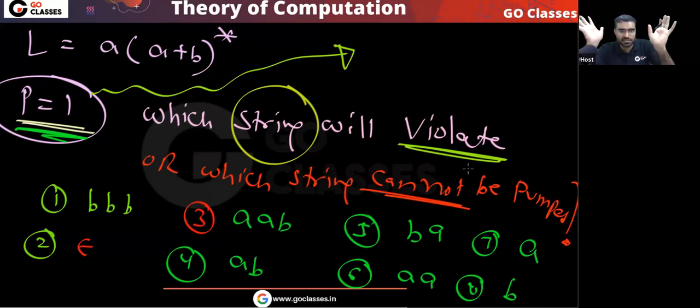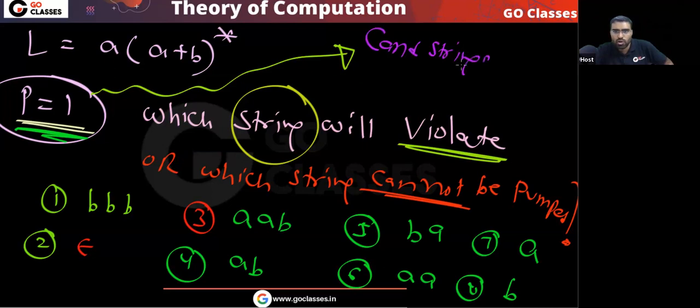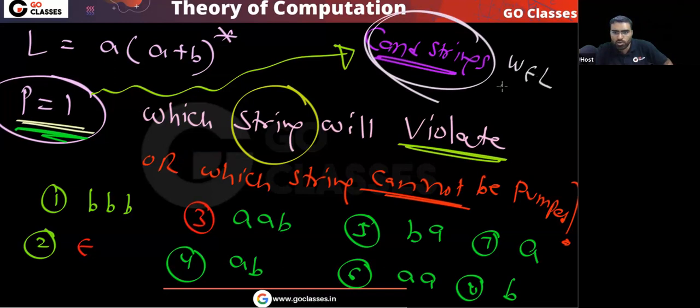Only candidate strings. First of all, when you take p equal to 1, what are your candidate strings? These are the strings that matter. Your candidate strings belong to L and their length is greater than or equal to 1.